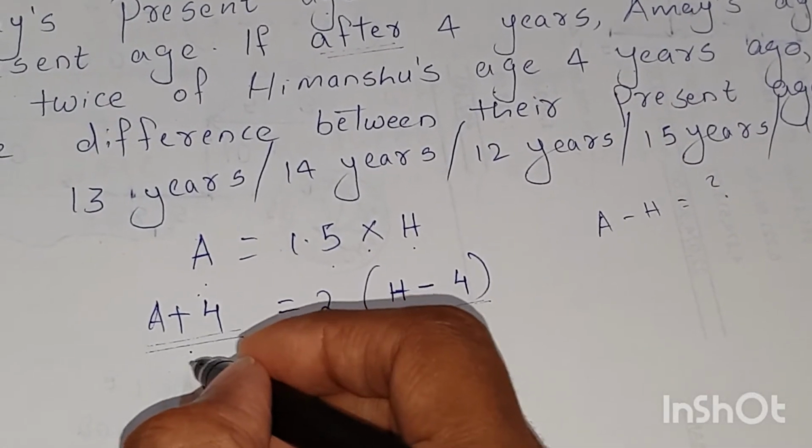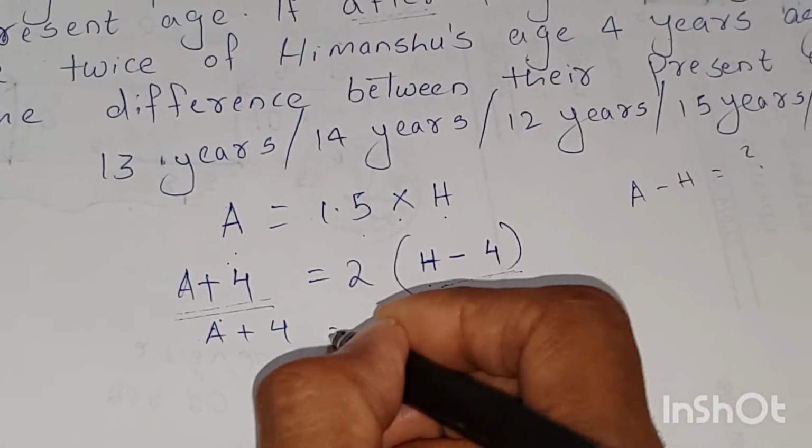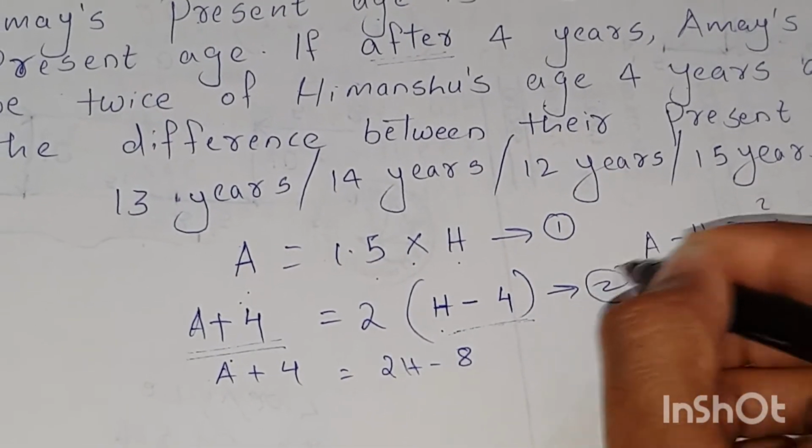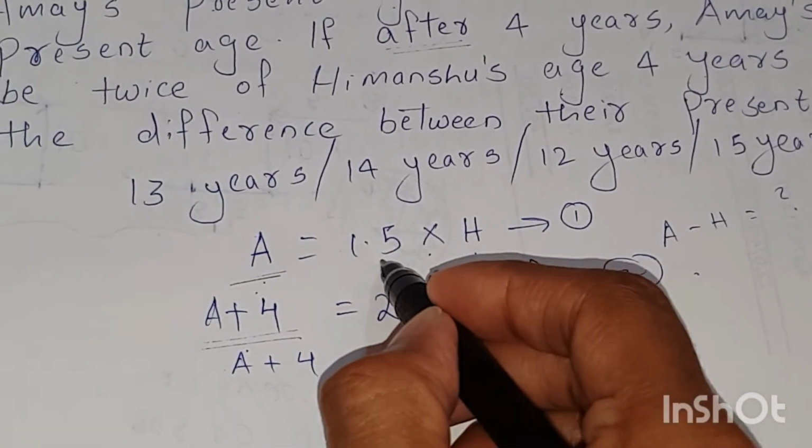So we can form the equation, right? A plus 4 is equal to 2H minus 8. This is the first equation and this is the second equation. And we know the value of A. What is the value of A?